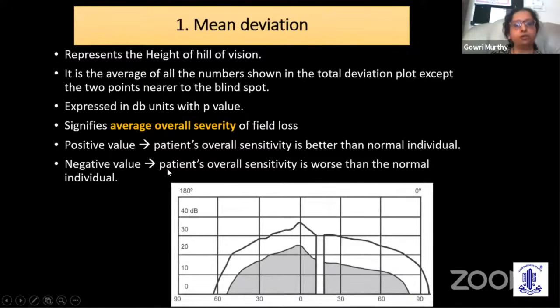So a negative value will indicate that the patient's overall sensitivity is worse than the normal individual by that many decibels. A positive value indicates that the patient's overall sensitivity is better than the normal individual. Here again, there is a p-value which will tell you the significance of the particular mean deviation value.